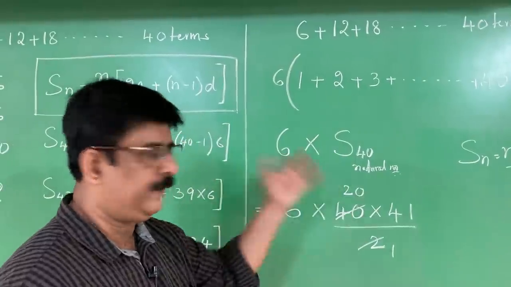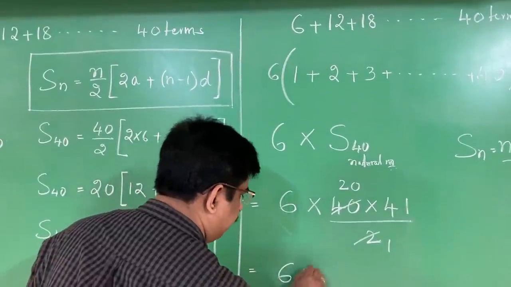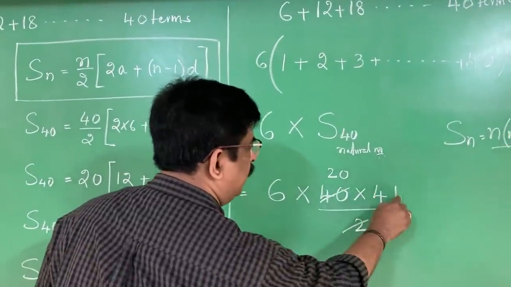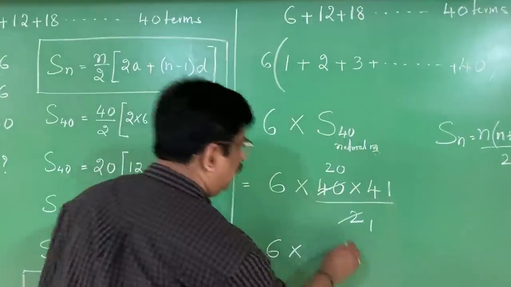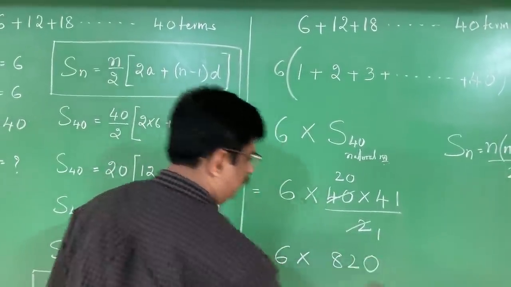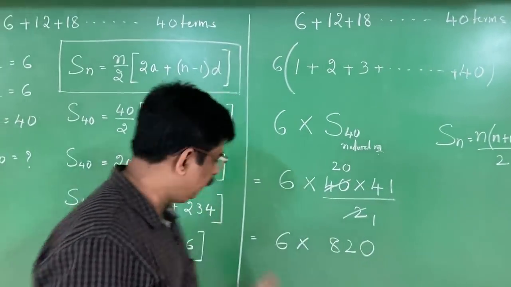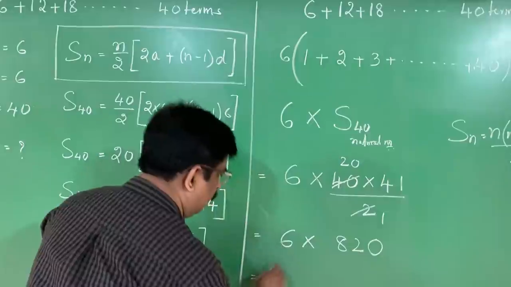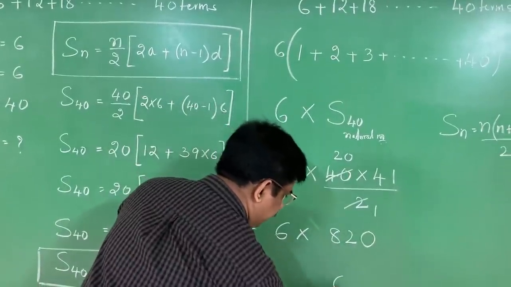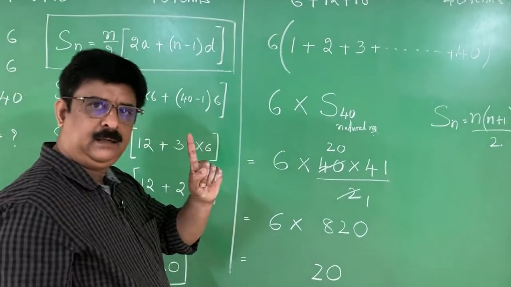2 1s are 2, 20s. Now multiply by 6. First you multiply these two. 2 into 1 is 2, 2 into 4 is 8, 0. 20 into 41 is 820. Now multiply by 6, which is equal to 6 into 0, 0. 6 2s are 12, 1.